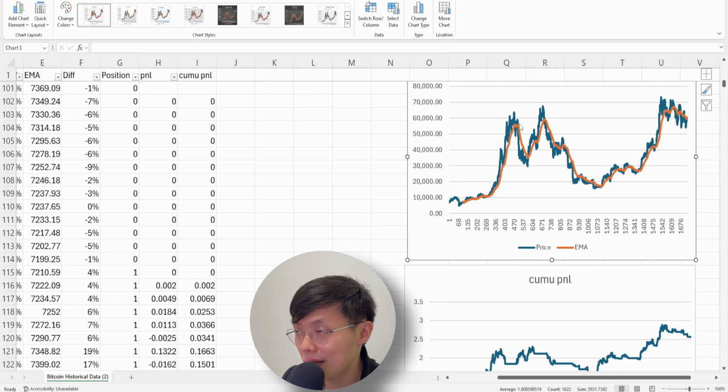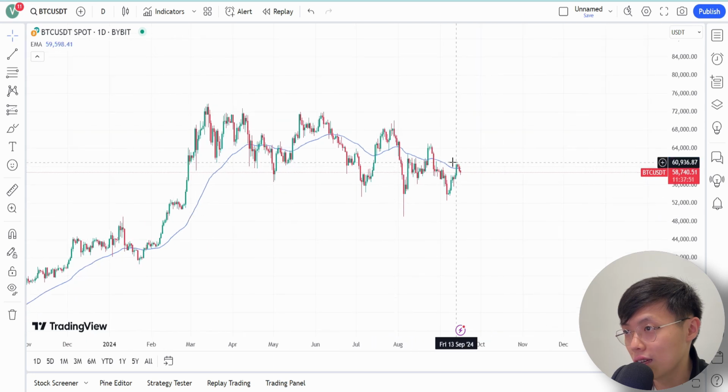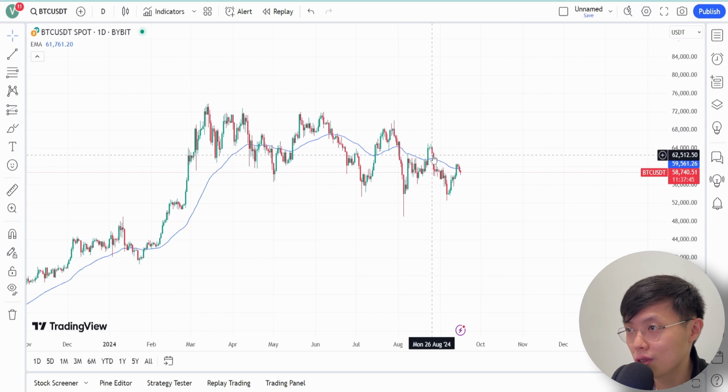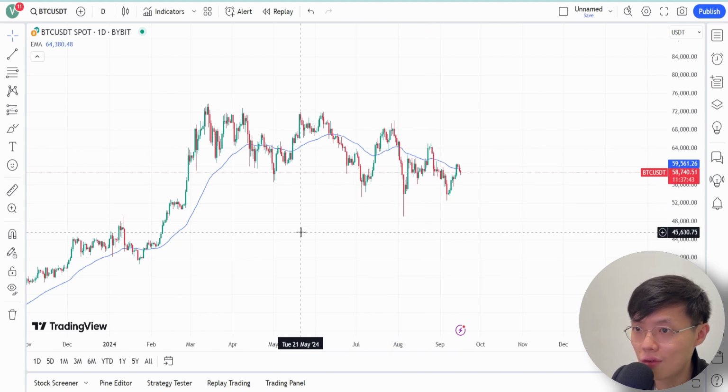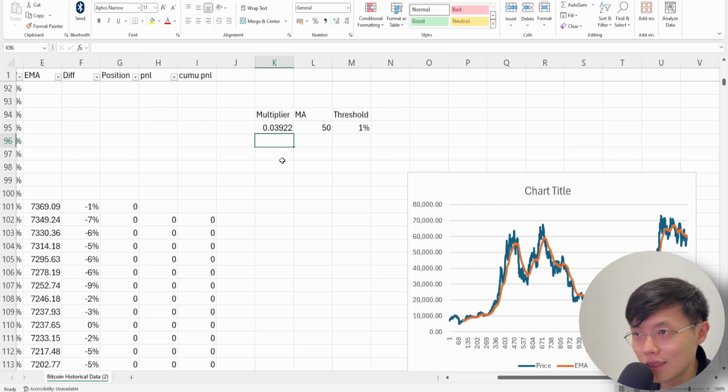Right, you experience some drawdown, and this drawdown can be seen from the chart over here, where if the price were to go right and then fall below the previous entry, then you have a negative P&L. So how do we find the best optimum MA and threshold?